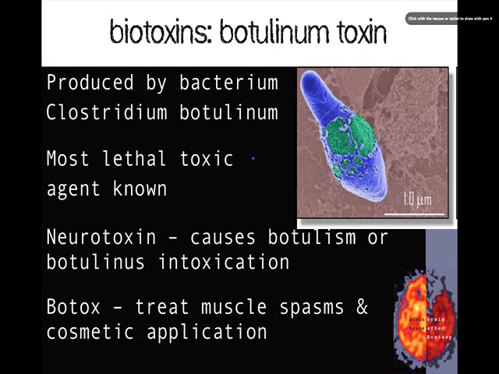This neurotoxin inhibits acetylcholine release, so the toxin interferes with nerve impulses and causes paralysis of the muscles. It's been widely used in a variety of medical uses, such as Botox, which is used to treat muscle spasms and remove wrinkles.